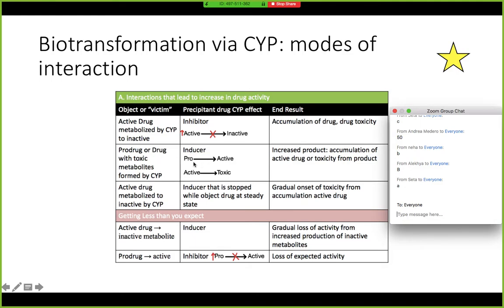And then here I've just basically drawn out what she drew out in class. So if you give a drug that's a CYP inducer, you're either going to have more active drug or more of a toxic effect. And then here, getting less than you expect. So if you give a CYP inhibitor and the CYP enzyme metabolizes the prodrug to the active drug, if you inhibit that, you're going to get more of the prodrug.